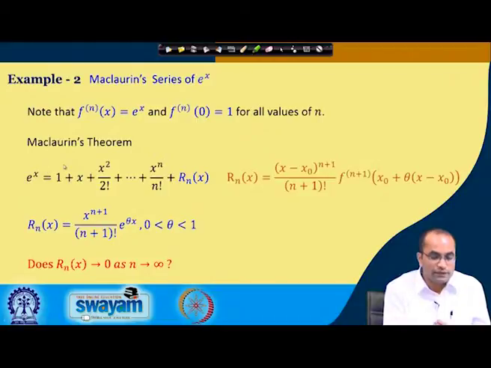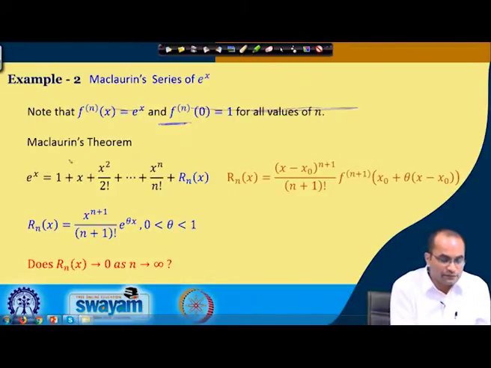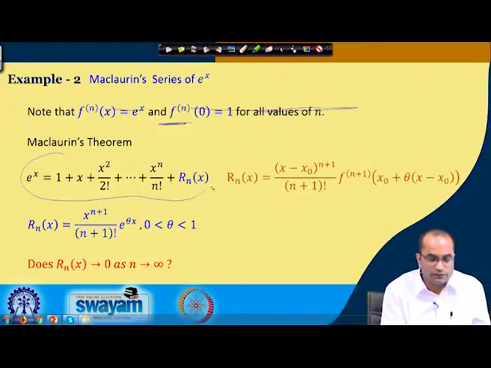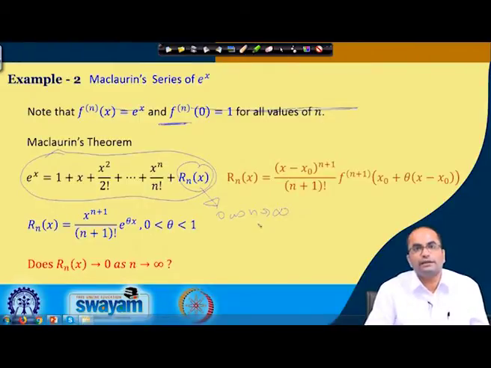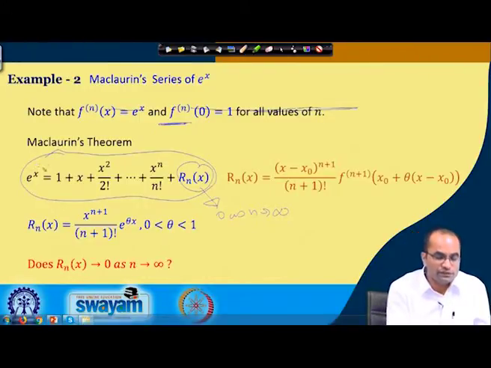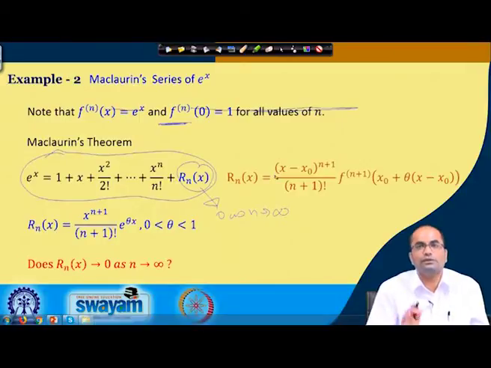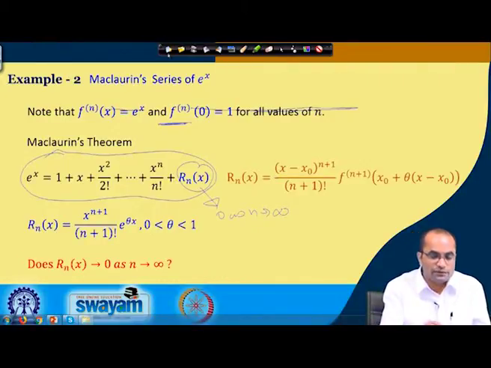So, here again we note that this is the Maclaurin's theorem. If this term goes to 0 as n goes to infinity, in this case we can write down this exponential function as a series. So, we can remove this R n x and continue with the further terms as a series. So, let us just check.